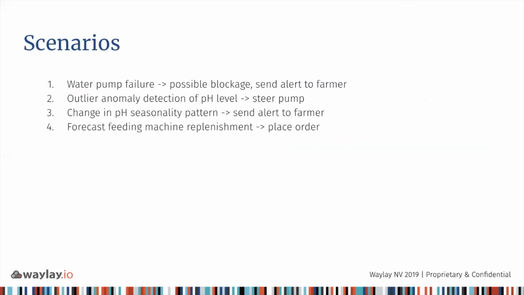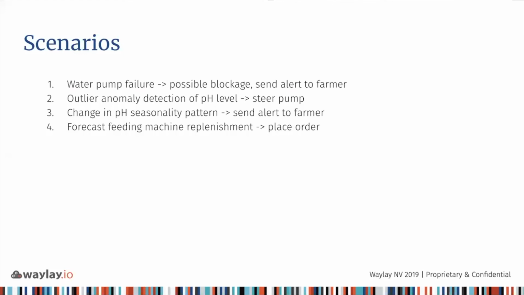So let's start with a few scenarios. Let's start with a scenario where you have a water pump. A water pump typically pumps oxygen within the fish tank, and the oxygen has an immediate effect on the acidity of your water. So if that pump fails, then obviously you want to take action quite fast. In this case, you will see a use case where there's a possible blockage of the water pump, so it's pumping less oxygen into the tank. So you want to send an alert to the farmer such that he can intervene manually.